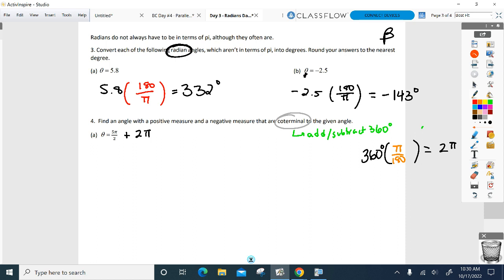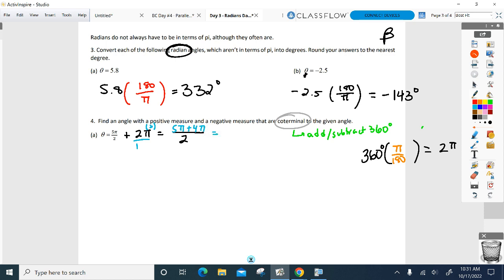Okay, so get a common denominator. We're adding. Get a common denominator. What is it? It's not too bad. What's my common denominator? 2. Do you need to multiply the 5 pi by anything? Nope. We do have to multiply the 2 pi by something because it's over 1. What do you have to multiply 2 pi by? 2, which is going to give you plus 4 pi.